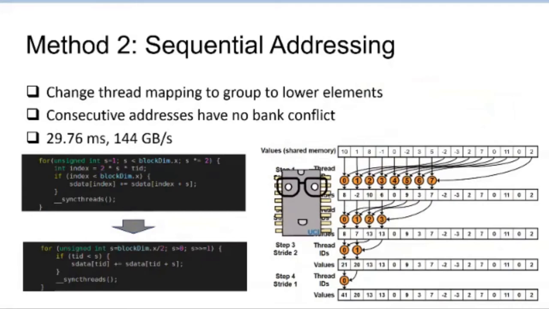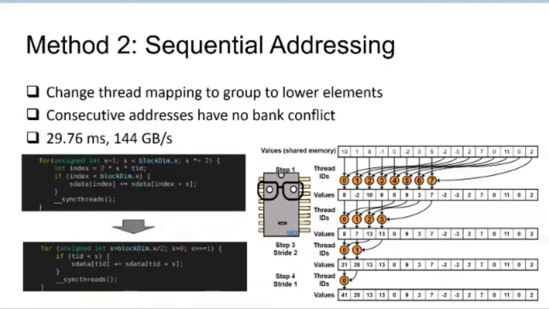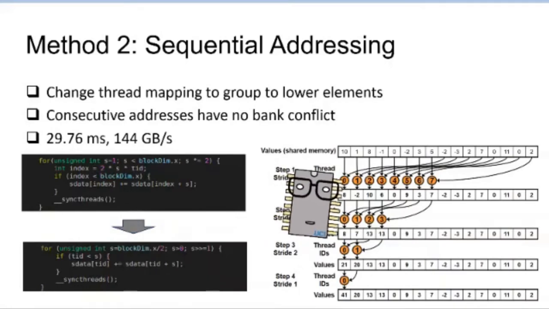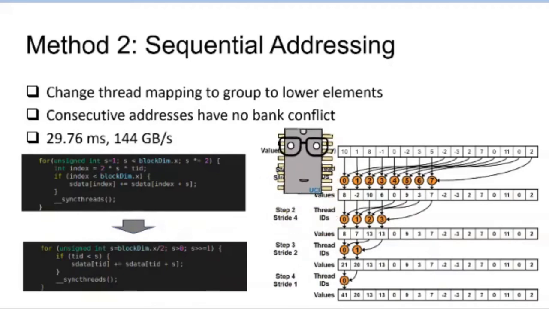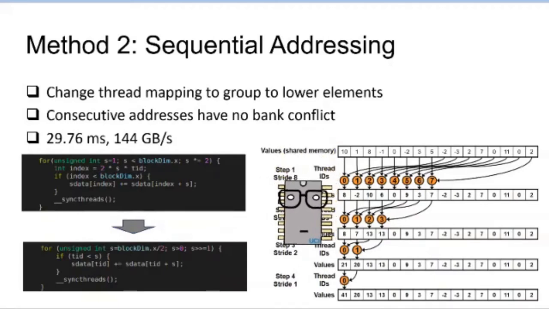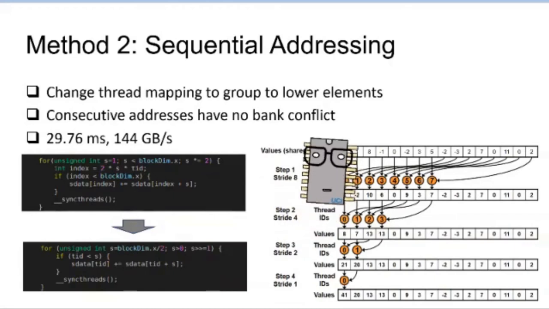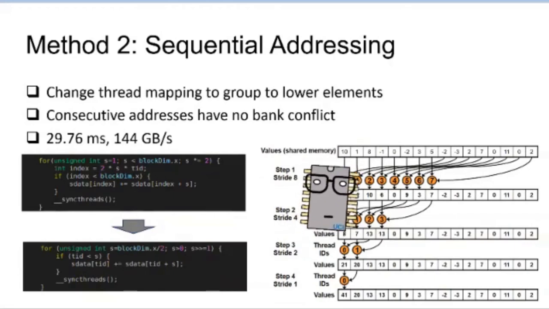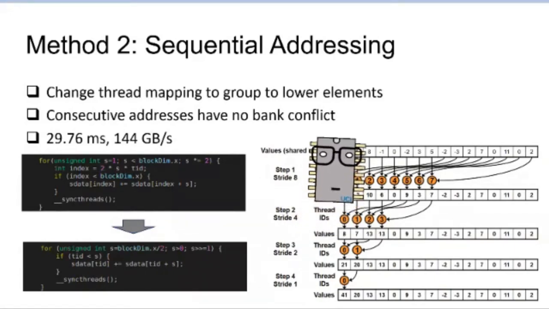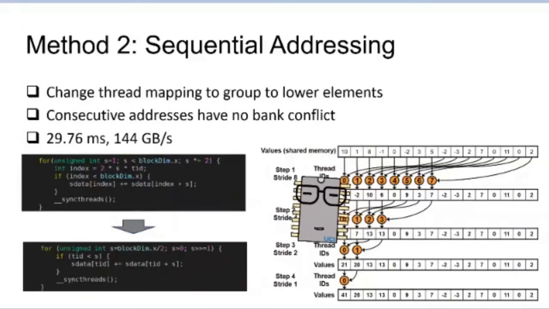By assigning the shared memory addresses accessed by each thread in a consecutive manner, we avoid bank conflicts, because thread 0 will be accessing bank 0 and then writing to bank 0. Thread 1 will be accessing bank 1, writing to bank 1. Thread 2 will be accessing bank 2, writing to bank 2, and so on.